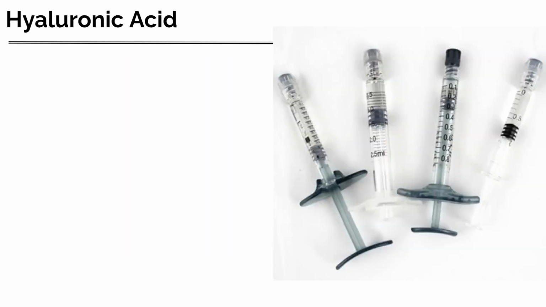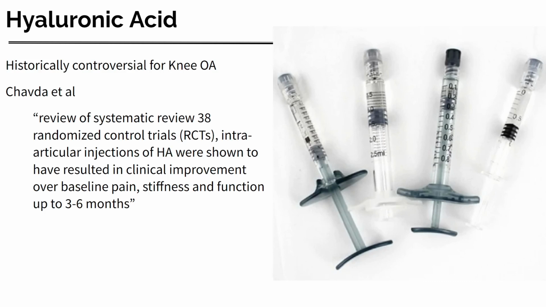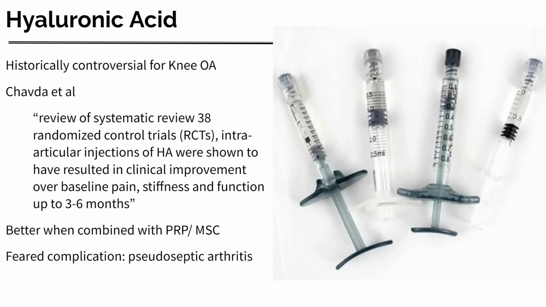And then also a comment on hyaluronic acid, somewhat controversial. The best review articles do show benefit for pain, stiffness, and function up to 6 months. Patients who get platelet-rich plasma or mesenchymal stem cells seem to do better. The big feared complication is pseudo-septic arthritis, where they present with very much a septic arthritis picture, but it's really just a profound inflammatory response to the injectates. And it can be difficult to get insurance to approve, so often the juice is not worth the squeeze. However, a lot of your joint surgeons will require this injection prior to total knee arthroplasty.